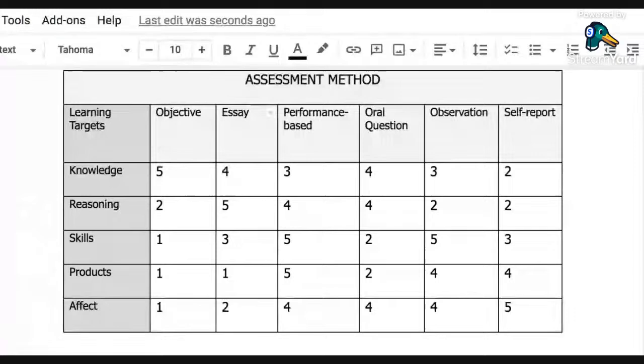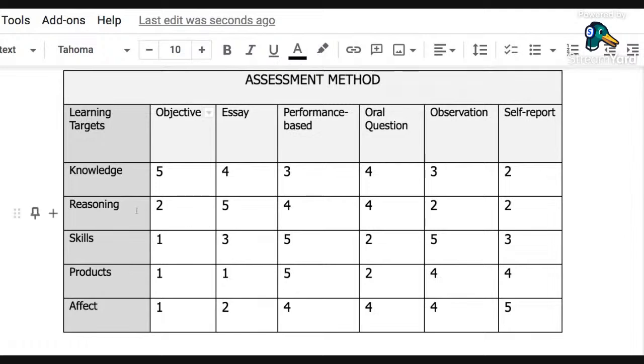For example, for knowledge, we have 5 under objectives. Since we are testing knowledge, we make use of an objective assessment method. We mentioned earlier that the objective assessment method is purely recalling or retrieving from memory some ideas, concepts, and so on. So the most appropriate if you want to test knowledge is the objective test. You can also have an essay test or oral question. And the least appropriate would be self-report, of course.